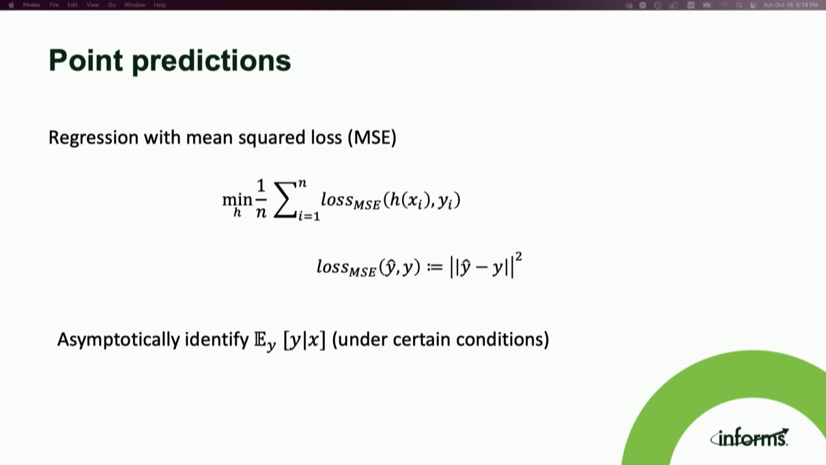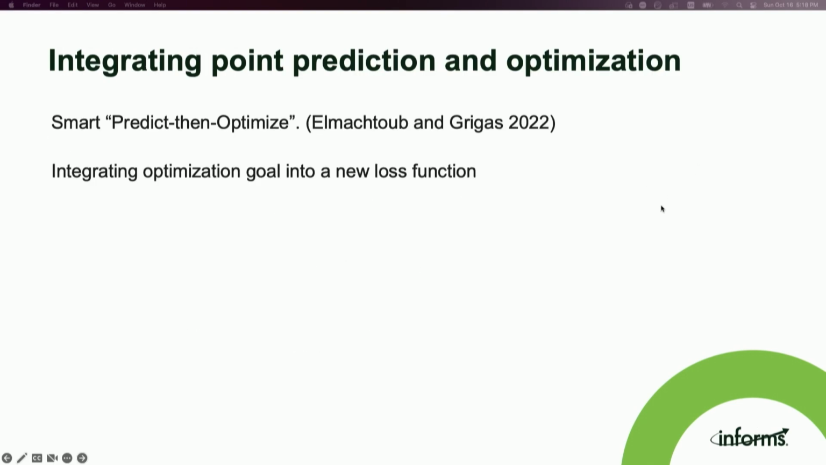The most standard way is to adopt regression methods with a mean squared loss, which is defined as the following. And asymptotically, under certain conditions, if we have infinitely many data, one would be able to retrieve the true conditional expectation of Y. And you probably noticed that with this mean squared error loss, the optimization goal doesn't play a role in the learning process. Can we do it in a smarter way, taking that into account when we learn from data?